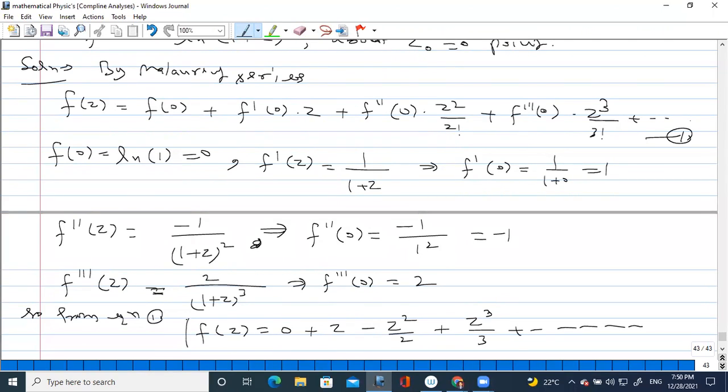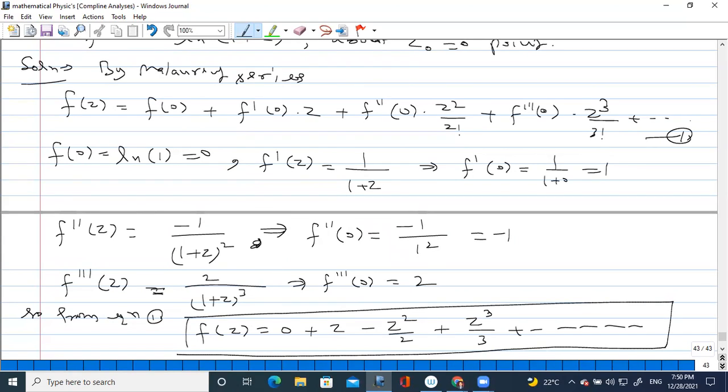So like this, this is the series for f(z) equal to ln(1 plus z). So ln(1 plus z) is z minus z square by 2 plus z cube by 3, like this. You can proceed.